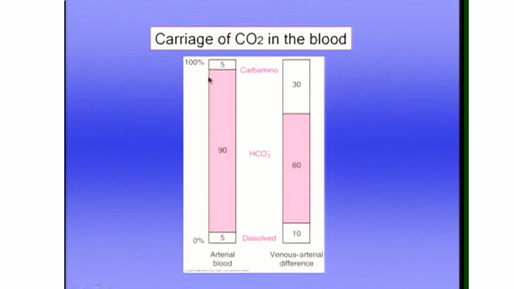You can see in arterial blood here that about 5% of the carbon dioxide being carried is in the dissolved form, and if you look at the difference between the mixed venous blood and the arterial blood, in other words, when the CO2 has been evolved into the alveolar gas, about 10% of the amount of CO2 is dissolved CO2 which has been evolved. So dissolved carbon dioxide is quite important, much more important than dissolved oxygen.